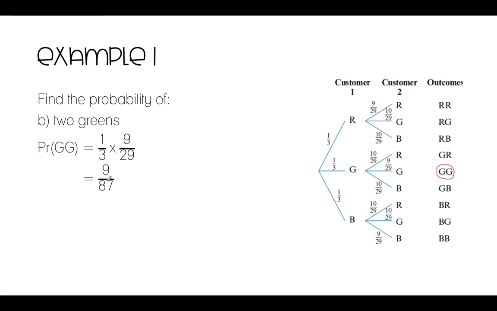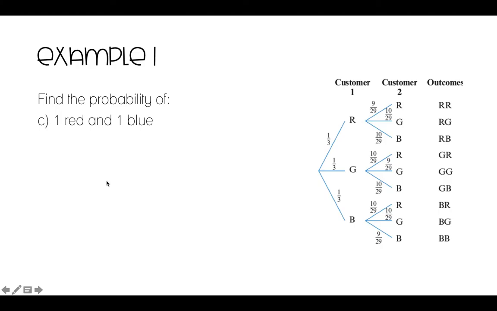So as a decimal, we get 0.103. So the next one, find the probability of 1 red and 1 blue. So 1 red is, well, let's look at our outcomes because it doesn't matter what order it's in. One red and one blue, and one blue and one red. So it actually occurs twice.